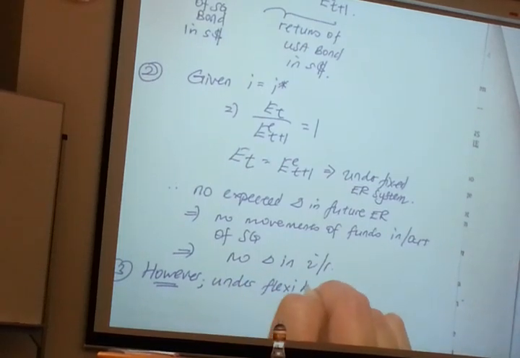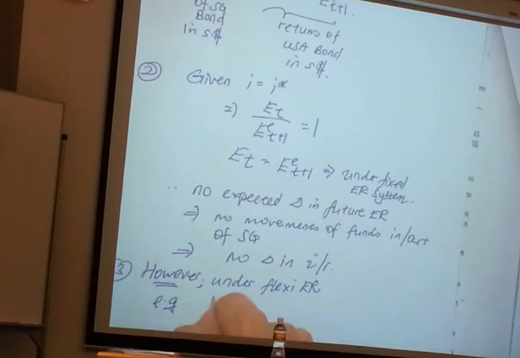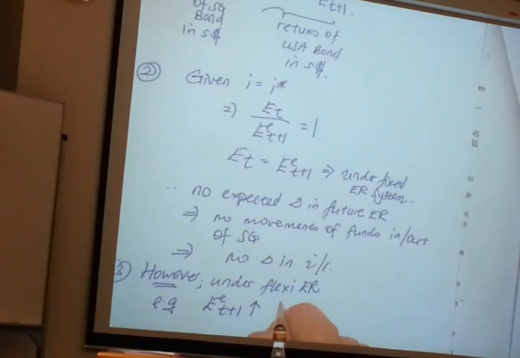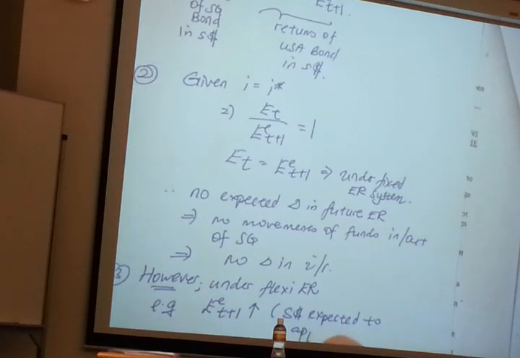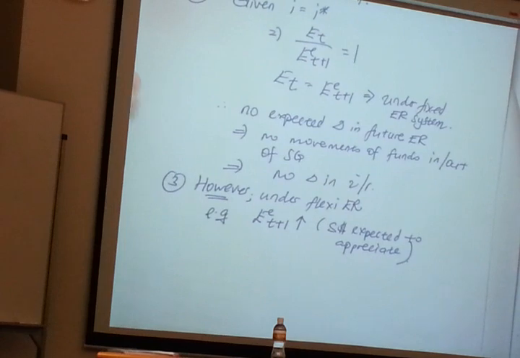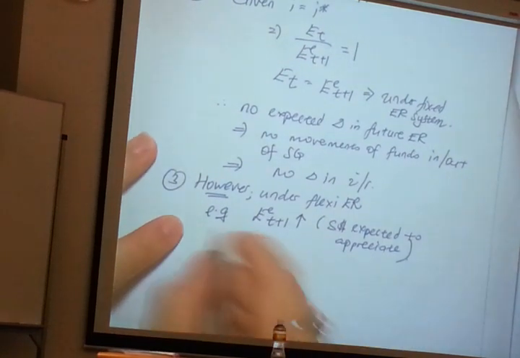countries usually use a flexible exchange rate. For example, due to market forces, E^e_t+1 will go up, which means the Sing dollar can be expected to appreciate. So you apply the UIP.